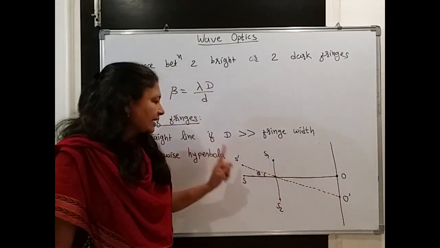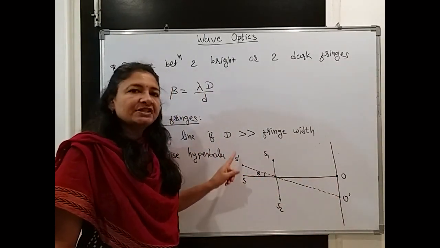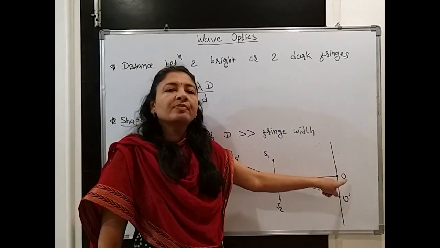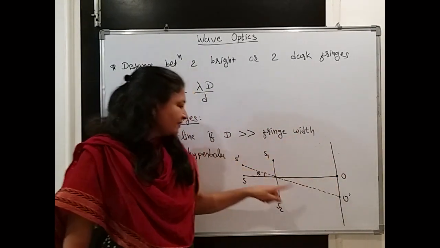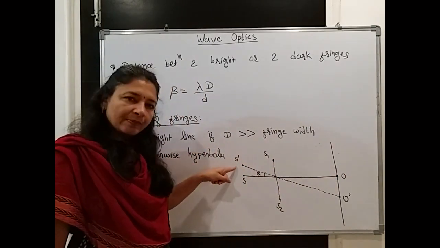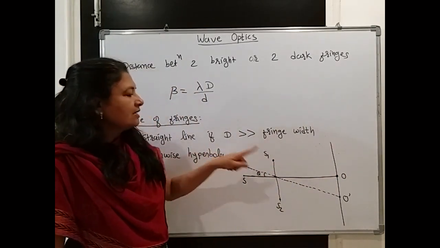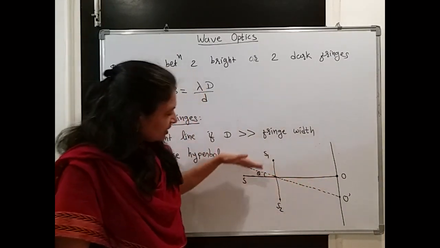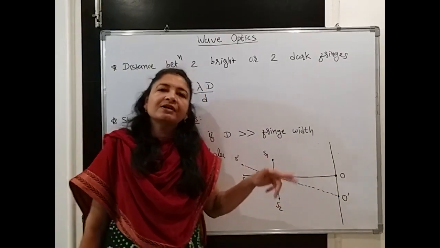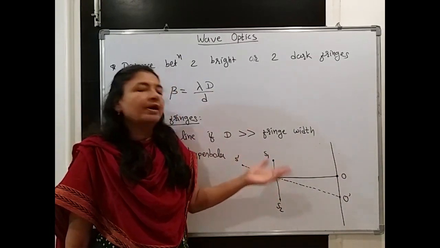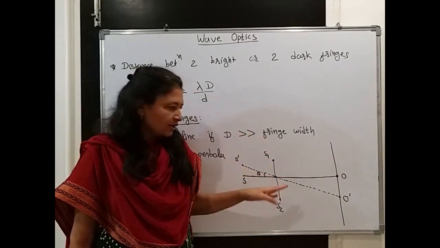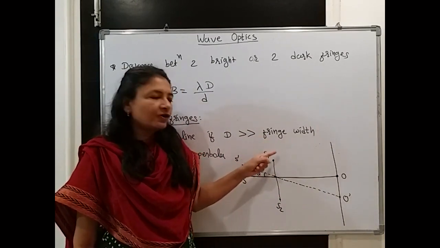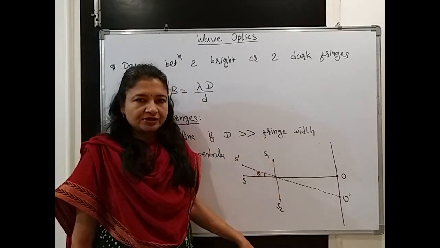So keep in mind that if the main source is on the perpendicular bisector, the central bright is also on the perpendicular bisector. But if the main source is not on the perpendicular bisector, then the central bright will also not be on the perpendicular bisector, but it will be shifted by the same angle on the opposite side. So this is the point you have to remember for conceptual questions.